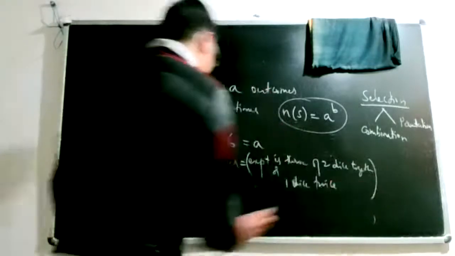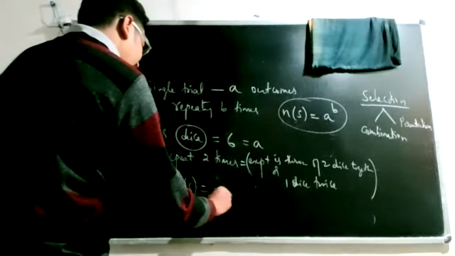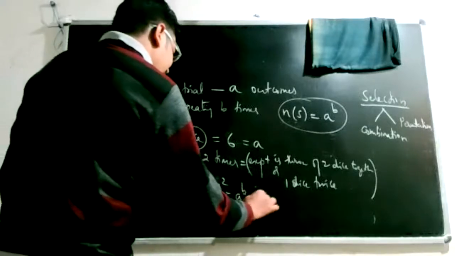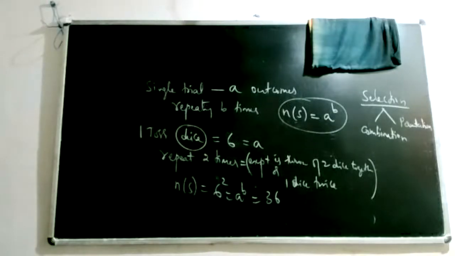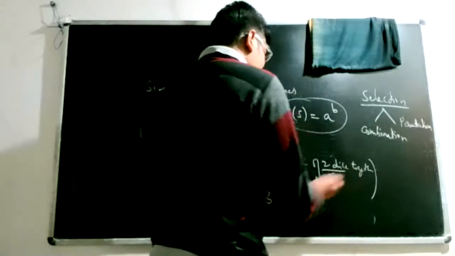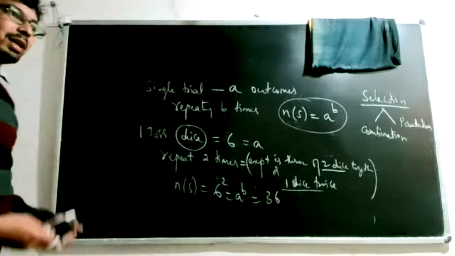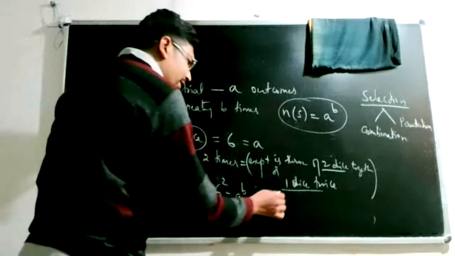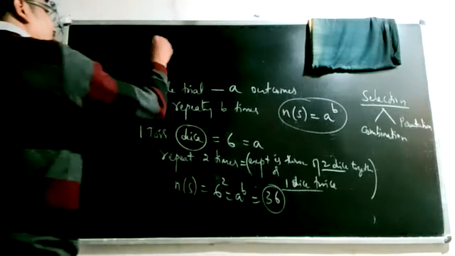So in this case, n of S will be equal to 6 power 2, which is a power b, which is 36. So what is this telling? This is telling that if you talk about an experiment of throwing two dice together, or throwing a single dice twice and observing the result, there could be 36 different possibilities. So what are those 36 different possibilities?